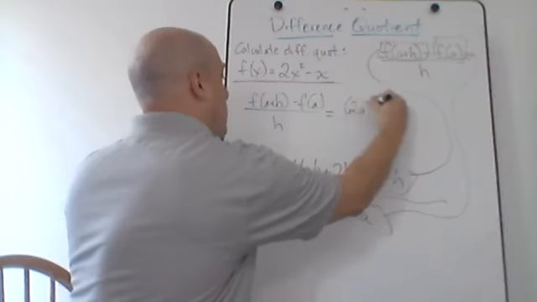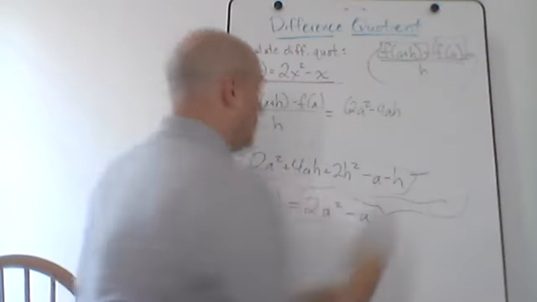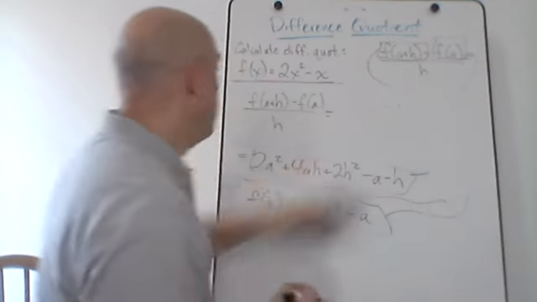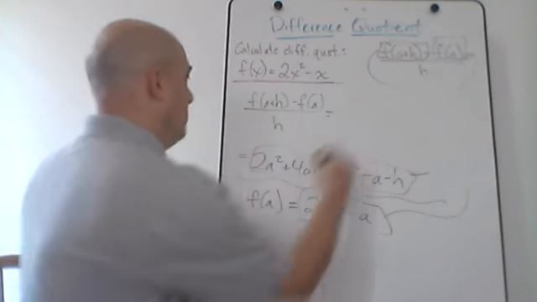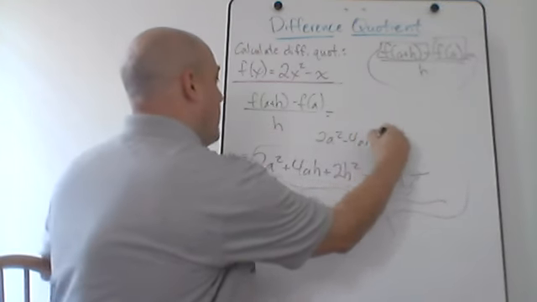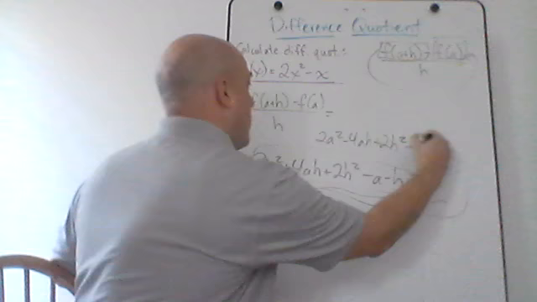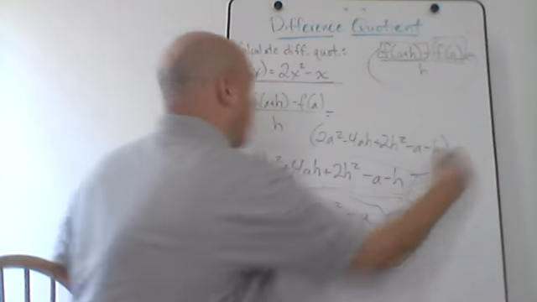So 2a squared minus 4ah plus 2h squared. That's not even enough right here. I'm going to have to do this down below. So you know what? Let me try to write it here. It's going to be 2a squared minus 4ah plus 2h squared minus a minus h. All right, that's my f of a plus h.